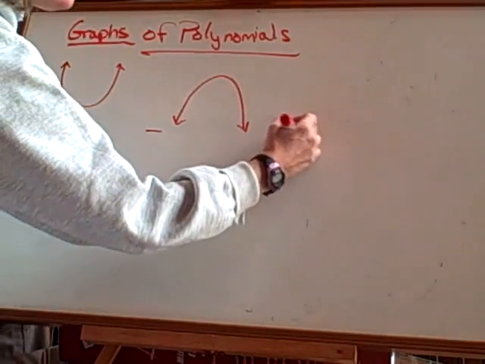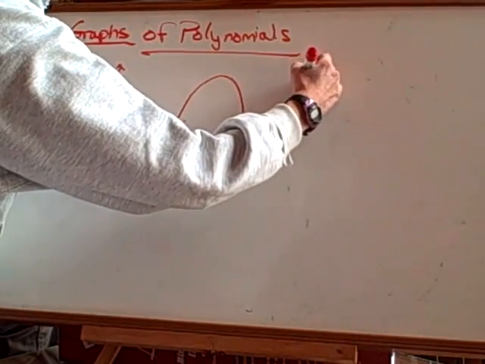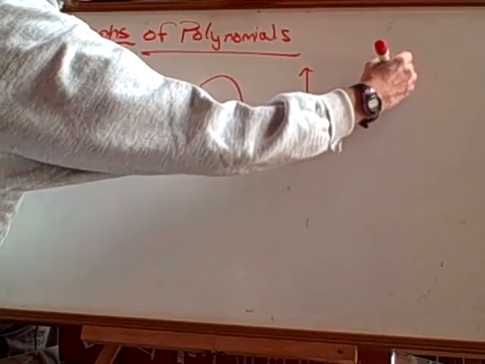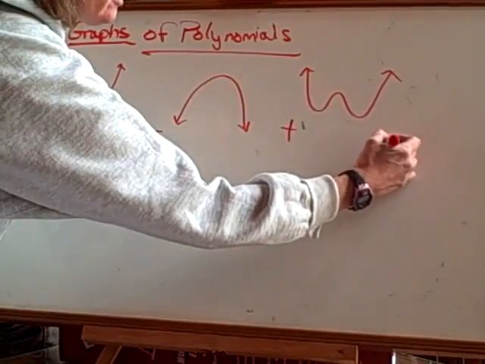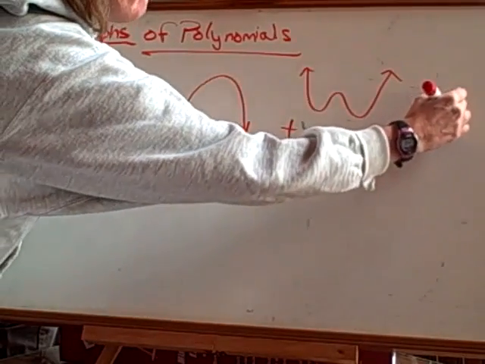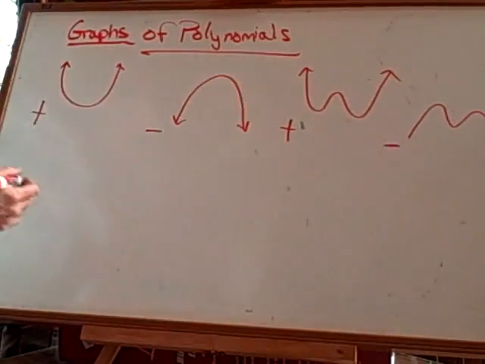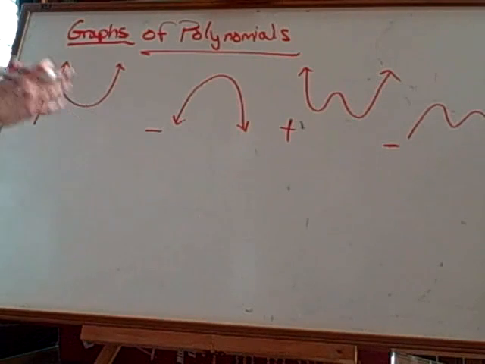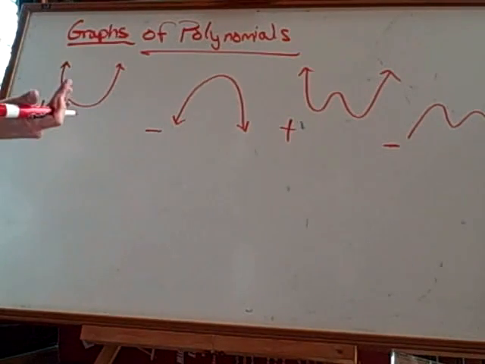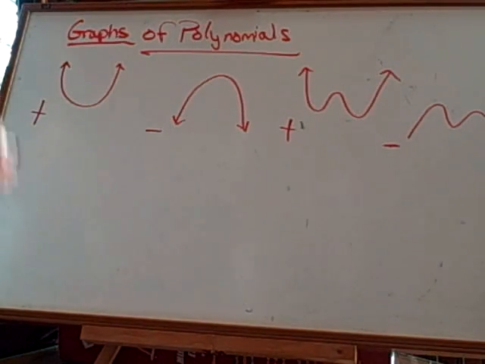Again, if it's positive, it can do this. W. It is kind of cool, huh? And if it's negative, what's it going to be? That, but down, so it'd be an M. Exactly. Now, I put arrows on it, but it doesn't really matter either way. It just lets you know it's going on and on forever. So you'll notice the even ones, if they start up, they end up. And the odd ones, if they start up, they end down. If they start down, they end up. Okay?